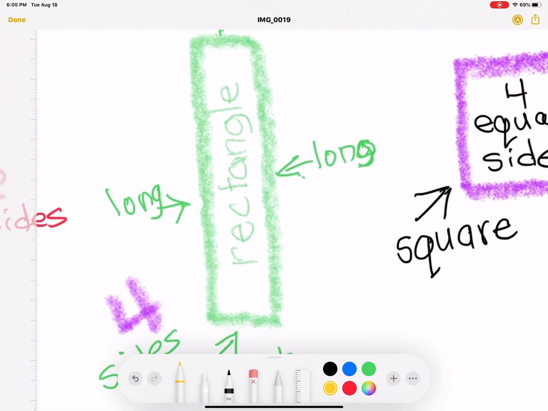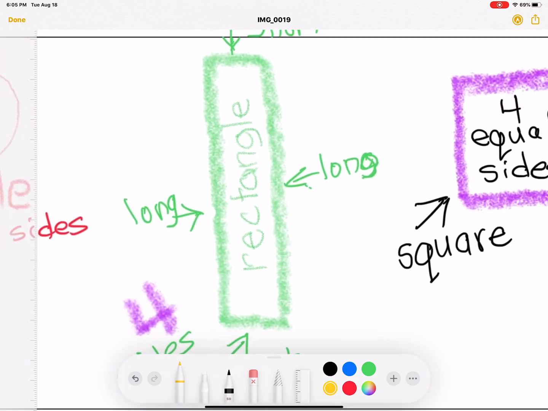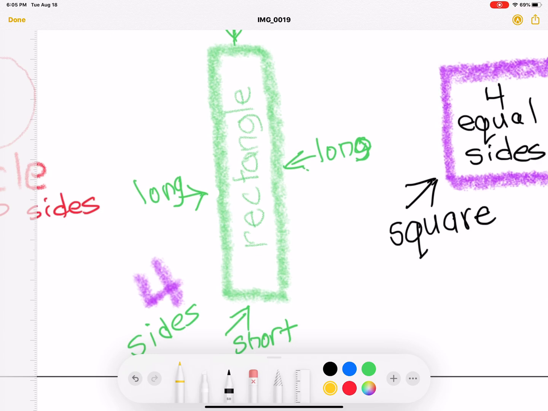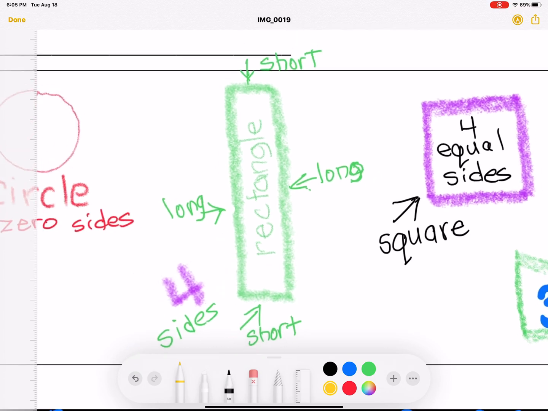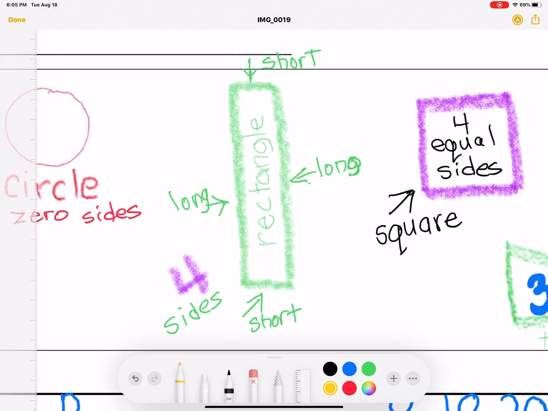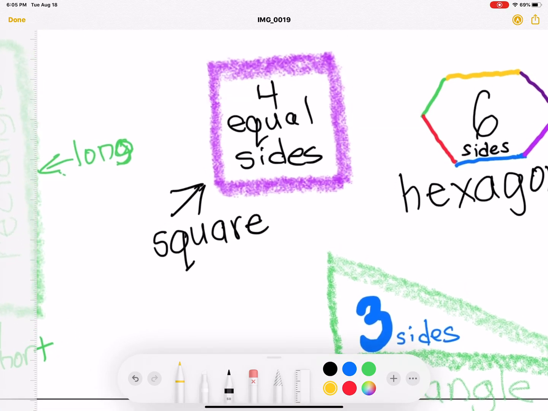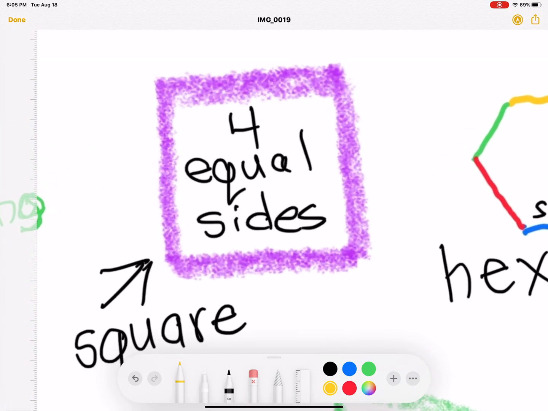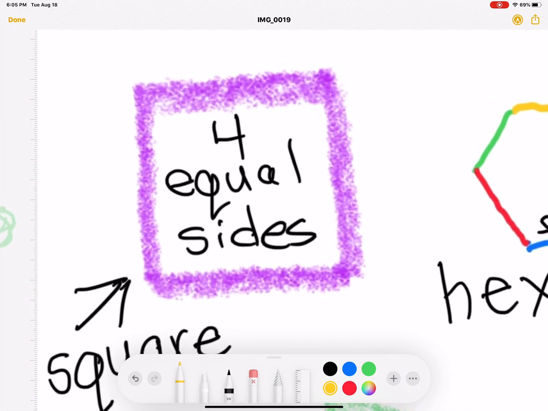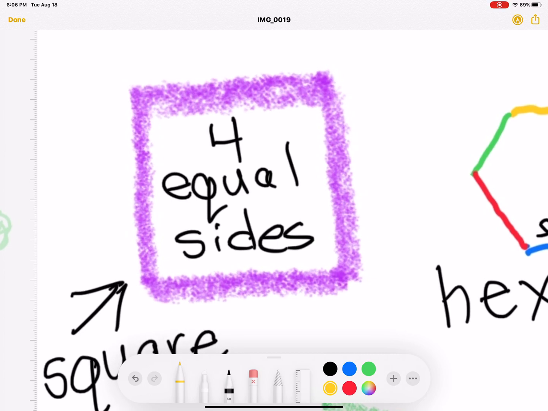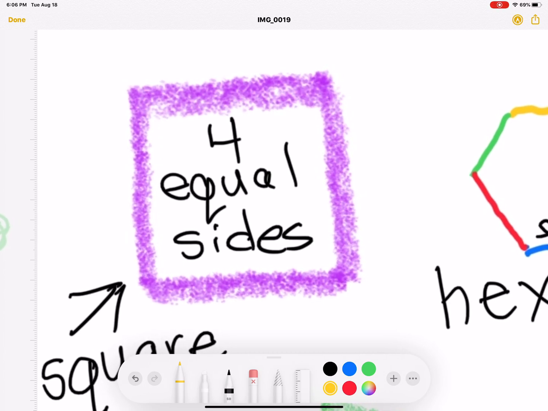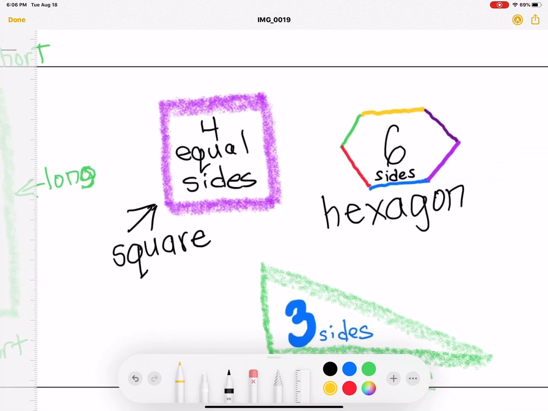We have here the rectangle. This time I made it stand tall. And we have 2 short sides and 2 long sides. And I actually labeled them short, long. And I put the number 4 there for 4 sides. And also is this square, which has 4 equal sides. Do you see that word equal with the QU? 4 equal sides. And that would be the square.